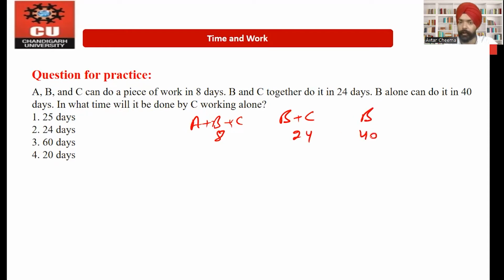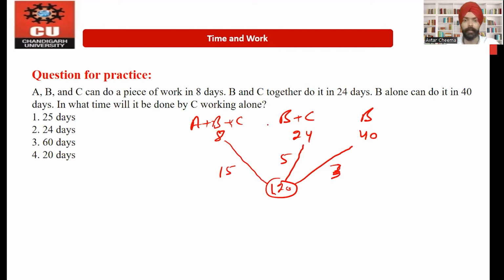B in 40 days. Now, if I take the LCM, the LCM will be 120. And 120 divided by 8 will be 15. Divided by 24, it will be 5. Divided by 40, it will be 3.